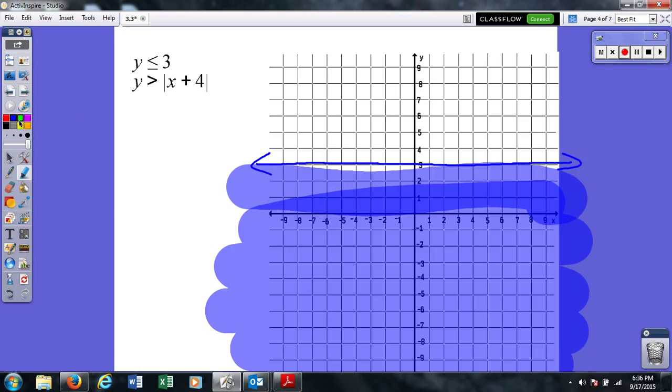Second one is the absolute value. So this one has a horizontal shift of 4. It's going to shift to the left 4. That's what this right here does. So let's shift the vertex to the left 4. And then the number up front, you could think of that as being a 1. So it has a slope of 1 for the right side. And then we mirror that for the left side. Oh, I forgot to do it a dotted line though.